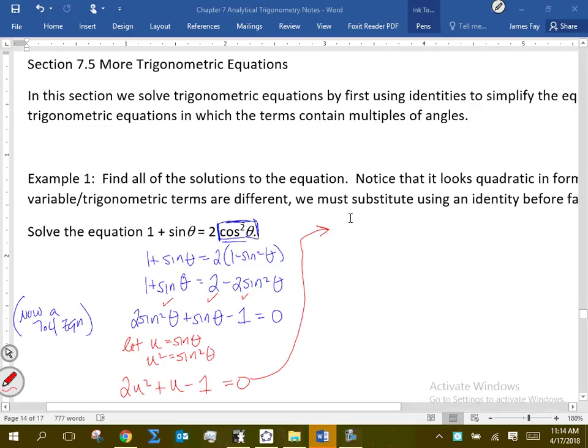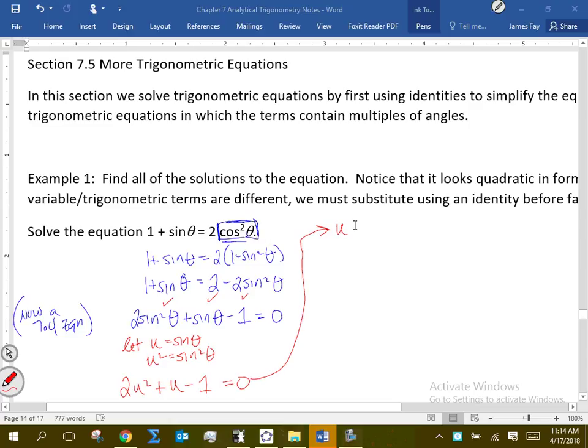I'll go ahead and factor that. Now to factor that, we have to use the A times C method, right? Or you can use the quadratic formula. Maybe let's do the quadratic formula, just because we haven't seen too many examples this way.